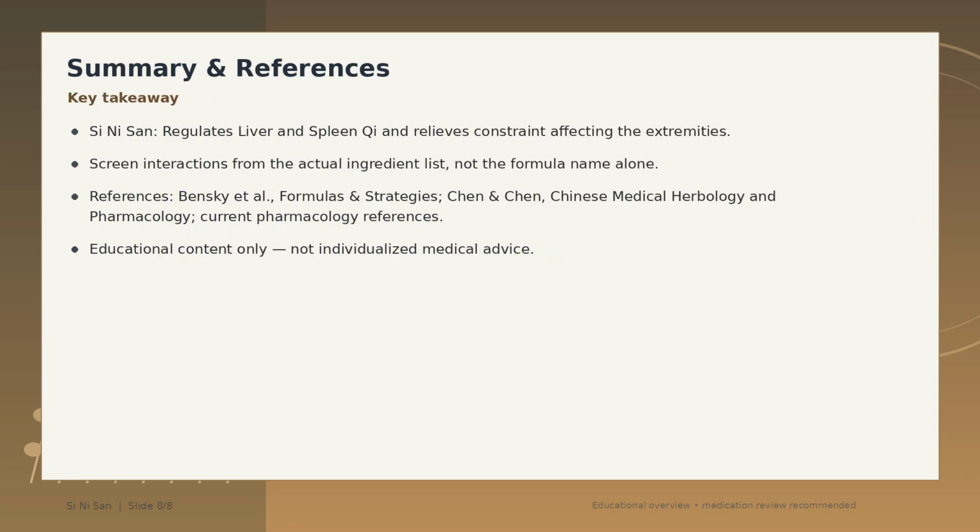In summary, Si Ni San is best understood as a pattern-based prescription whose action is to regulate liver and spleen qi and relieve constraint affecting the extremities. The key safety principle is targeted interaction screening plus objective monitoring when risk is plausible. Standard references for further study include Chinese Herbal Medicine: Formulas and Strategies by Bensky and colleagues, Chinese Medical Herbology and Pharmacology by Chen and Chen, and current drug interaction and pharmacology references.